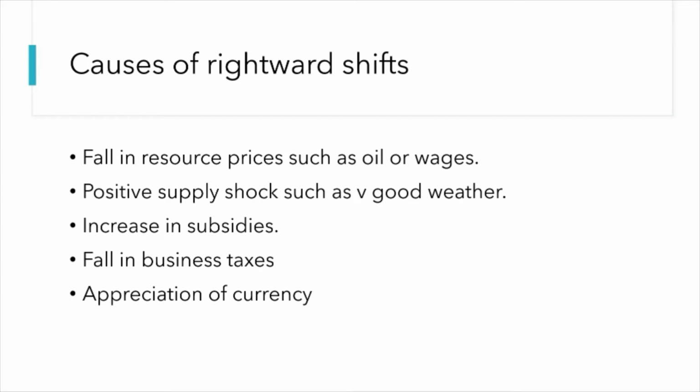Again, it's the opposite for leftward shifts. So if there's an increase in costs of production, such as wage increases from minimum wage legislation or the bargaining power of labour unions, that's going to increase costs of production, causing firms to produce less and aggregate supply to fall.